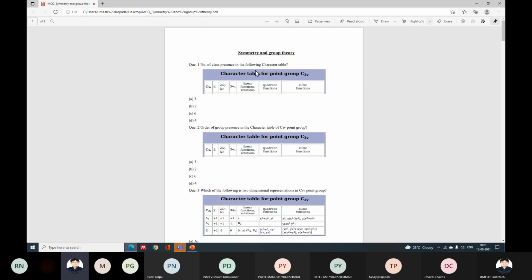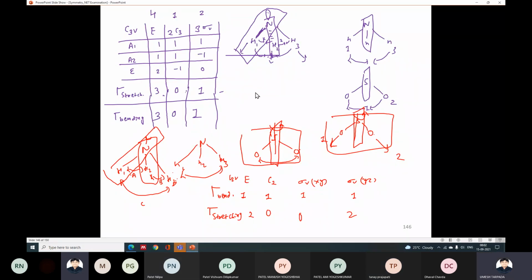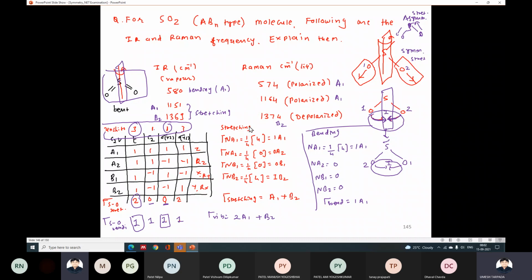Six. Yes, first one is number of classes present in the following character table. Class is equal to class. What does it mean? What is the difference between class and group? ક્લાસ જેટલા રિપ્રેઝન્ટેશન હોય એટલા હોય અથવા એ ઉપર લખીને ક્લાસ કહેવાય. 3. 3 આવે, બરોબર છે.